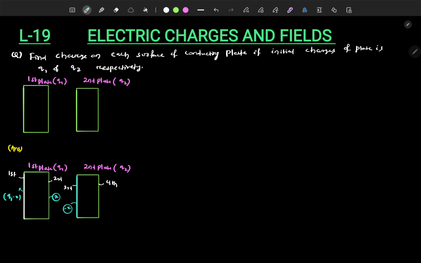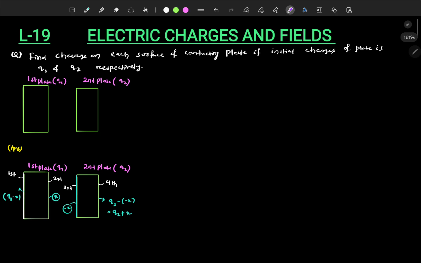But on the second plate, the total charge available is Q2. So on the fourth side, the amount of charge available will be Q2 minus of minus x, because it is the total charge minus the charge available on the third surface. That will be Q2 plus x. I hope this distribution is clear to all of you.